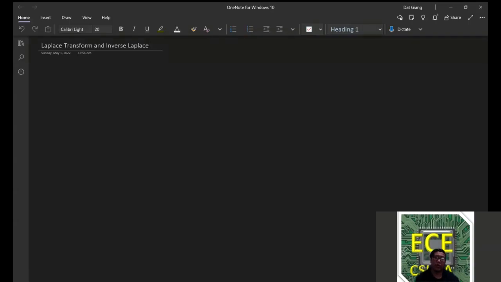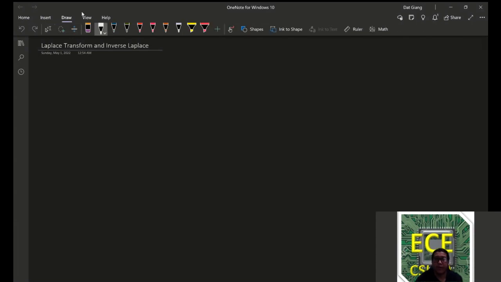Okay, so now we're going to talk about the Laplace transform and the inverse Laplace transform. First, the definition of the Laplace transform is given by the following. We have a fancy L acting on some function f of t, and this transforms it from a time variable to a complex frequency variable, given by the following equation.